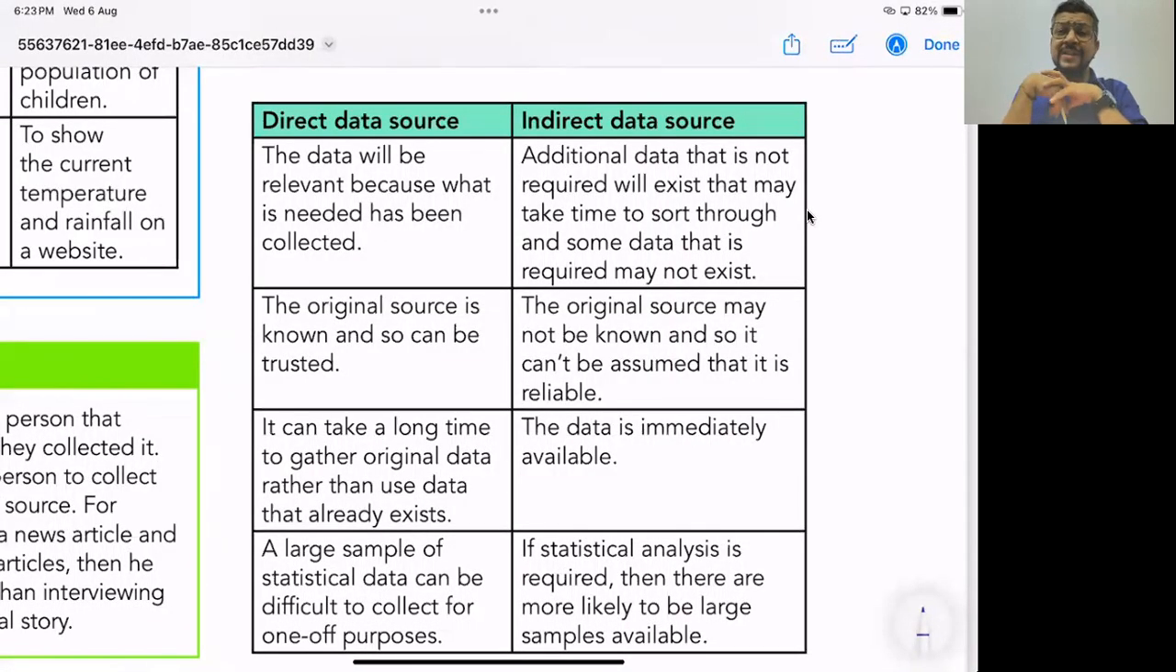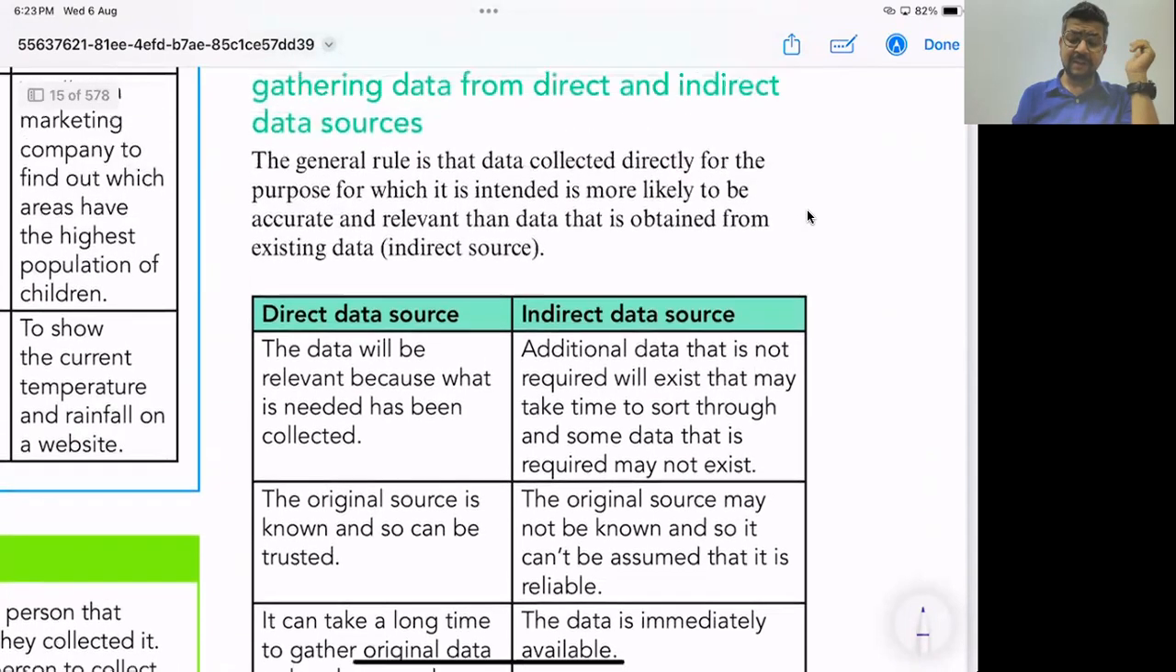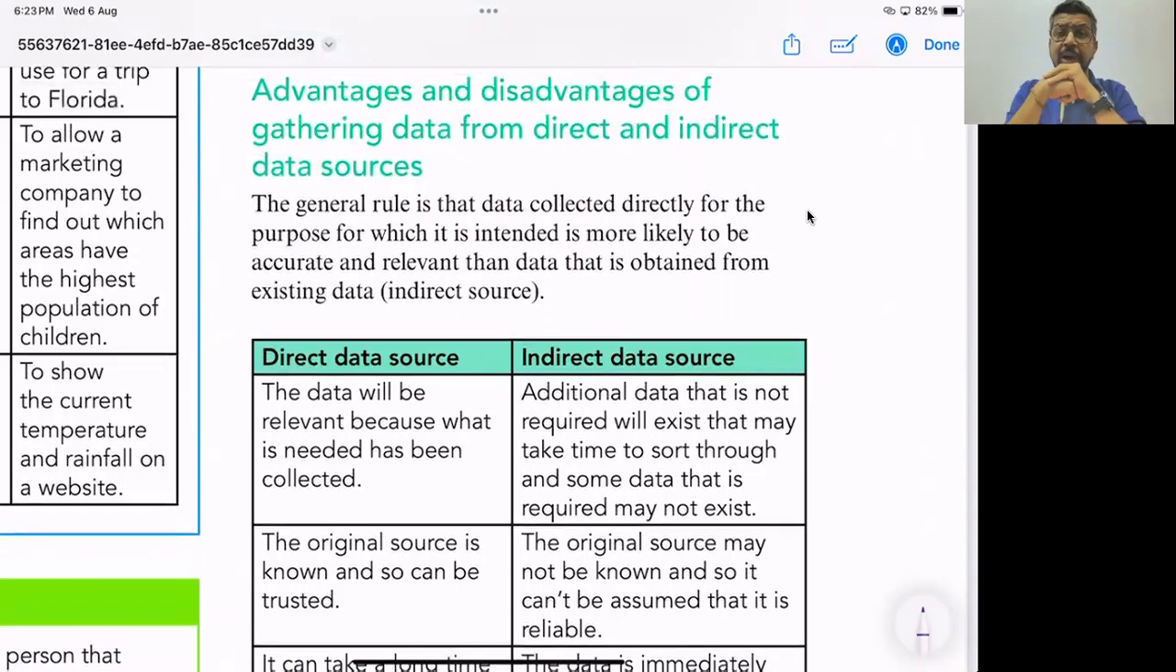Okay. Now let's discuss the advantages and disadvantages, or we can say the general rules, of collecting data. Direct data and indirect data. Whenever we talk about collecting direct and indirect data, the general rule mentioned is that data collected directly for the purpose for which it is intended is more likely to be accurate and relevant than data obtained from existing indirect data.